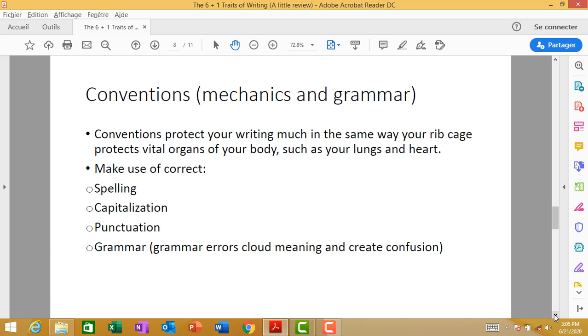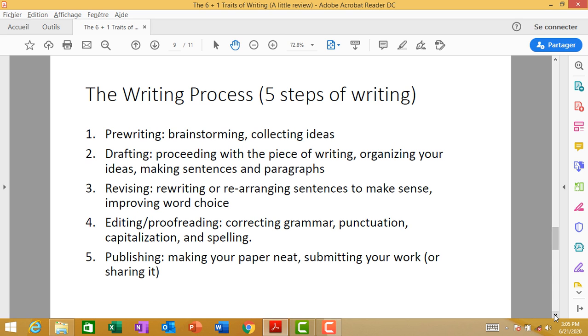Grammar errors cloud the meaning of the reading, and they also create confusion. So all of that will create confusion if you don't use them correctly. So conventions are your rib cage. They protect your writing like your rib cage protects your vital organs.